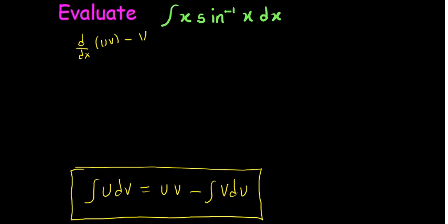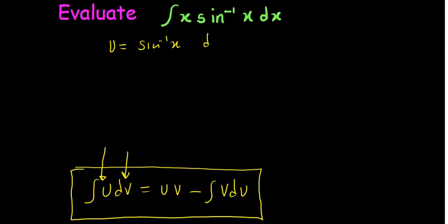Now we need to always make sure that u is something that we can easily differentiate, and dv is something that we can easily integrate. Between x and sine inverse of x, which one can we easily differentiate, and which one can we easily integrate? We can't easily integrate sine inverse, but we can easily differentiate it. So I'm going to make this one my u. So u is going to be equal to sine inverse of x.